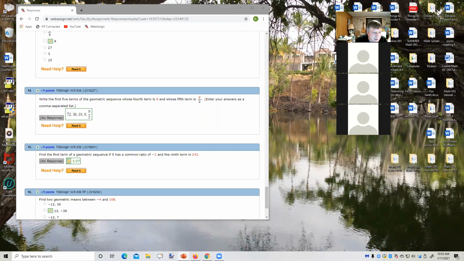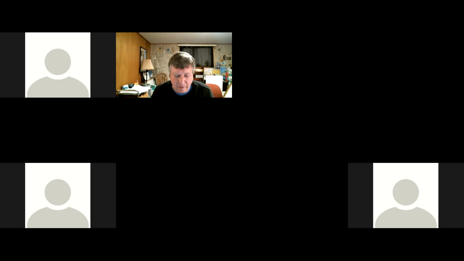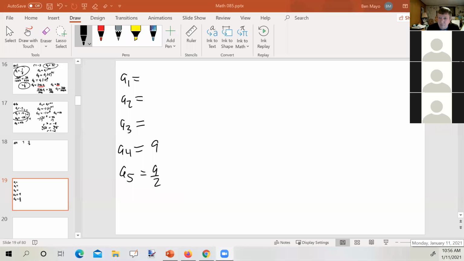So now it says, write the first 5 terms of a geometric sequence whose 4th term is 9 and whose 5th term is 9/2. Okay, so a sub 1 we need to find, a sub 2 we need to find, a sub 3 we need to find, a sub 4 is 9, a sub 5 is 9/2. All right, so let's go back here and take a look. So again, we're going backwards.